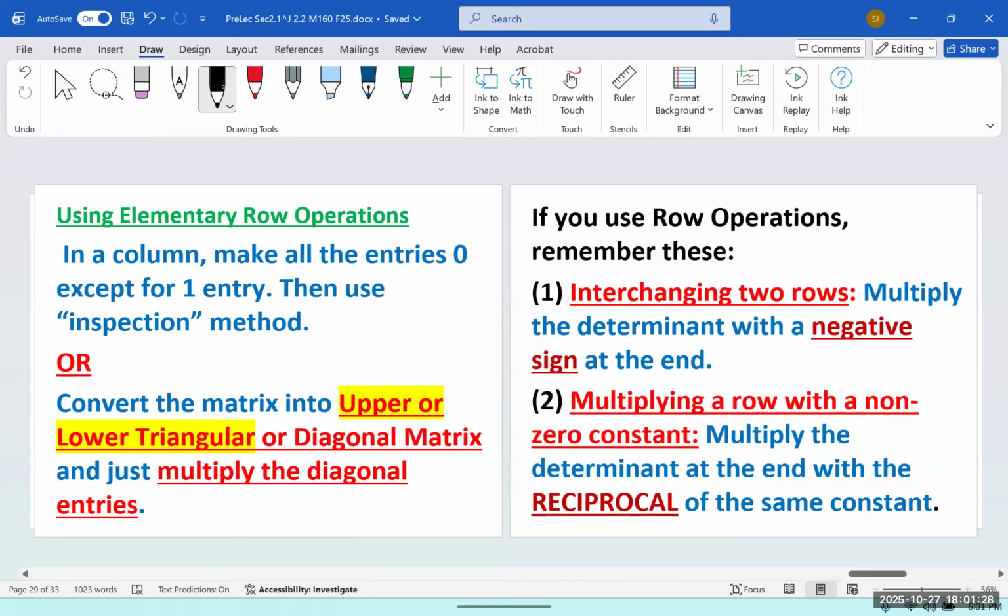And when you use row operations, you're allowed to use 3 operations: swap 2 rows, multiply by a non-zero constant, and add 2 rows after multiplying by a constant.